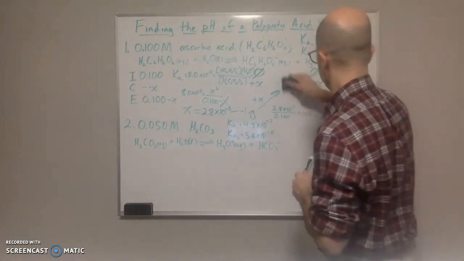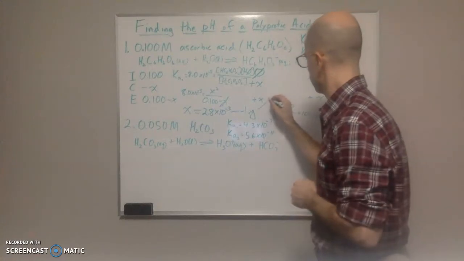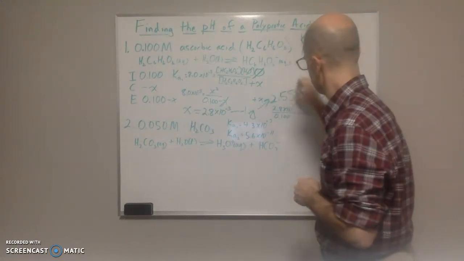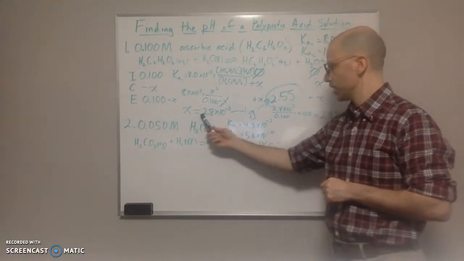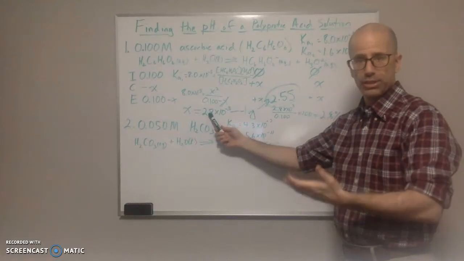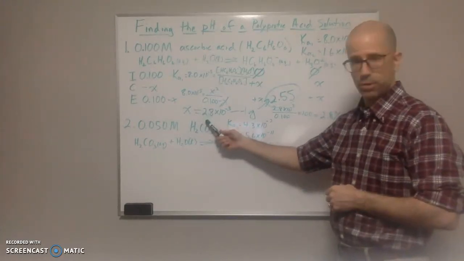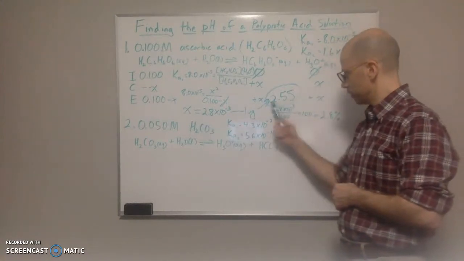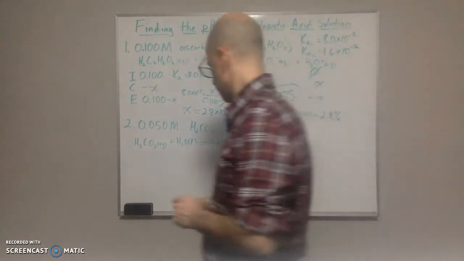Let me write that better. So 2.55 is the pH. Notice that I have two sig figs here. When you take the log of a number, your answer should have the same number of decimal places as the number of sig figs here. So I have two sig figs here, so I should have two decimal places, 2.55. So that's the answer to this question.